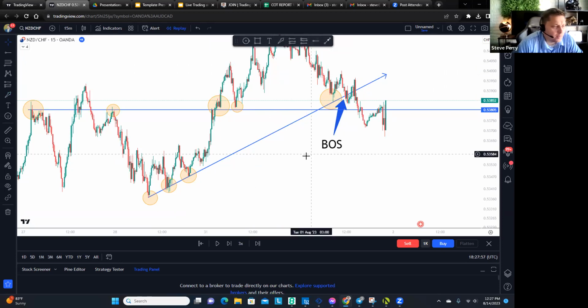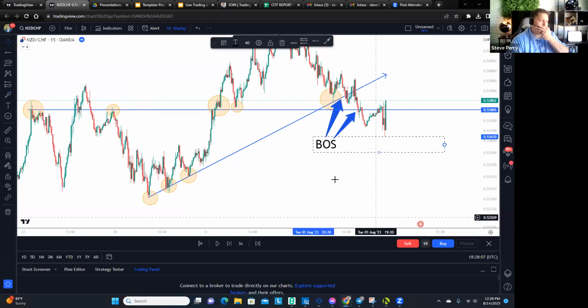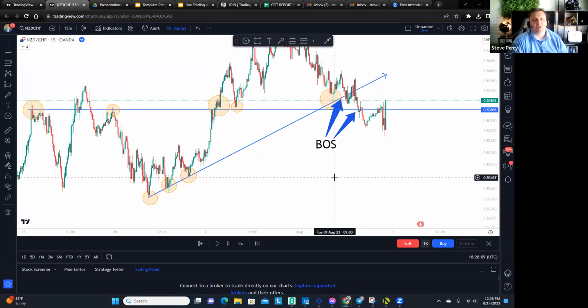So now we had a break of structure of the trend line, but we also had a break of structure as far as that support line goes right there, right? That's another price action clue because you have a break both in the trend line, but also as far as support goes, you have a break. So what does that tell you?